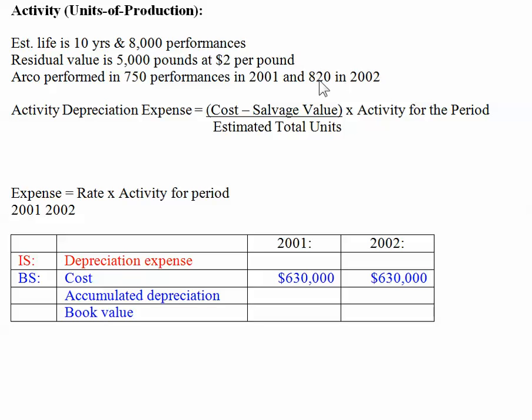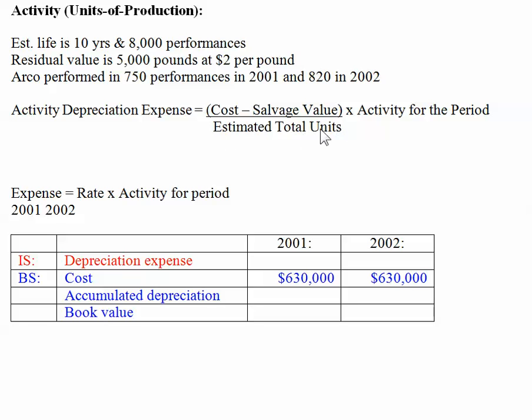In this method, the amount of depreciation will depend on the amount of use, the amount of activity. In this case, I had 750 performances in 2001 and 820 in 2002. All right, so how do you calculate it? You take the same numerator that we used for straight line. They call that your depreciable cost. It's the cost minus what you think you're going to get for the asset when you're done using it. But the difference here is that you're going to divide by the total units.